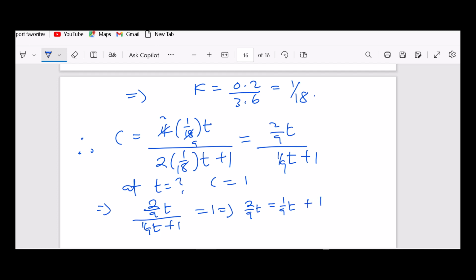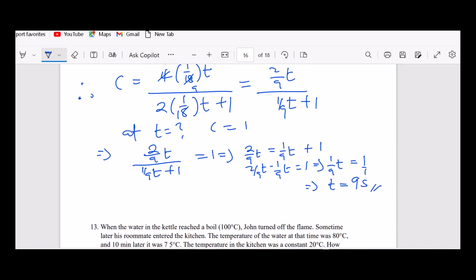And so we have 2 over 9T minus 1 over 9T equals 1. This implies that we have 1 over 9T equals 1. This is over 1, so this implies that T is equal to what? 9 seconds. Okay, and so this is our final answer. So at T equals 9 seconds, C is equal to 1.